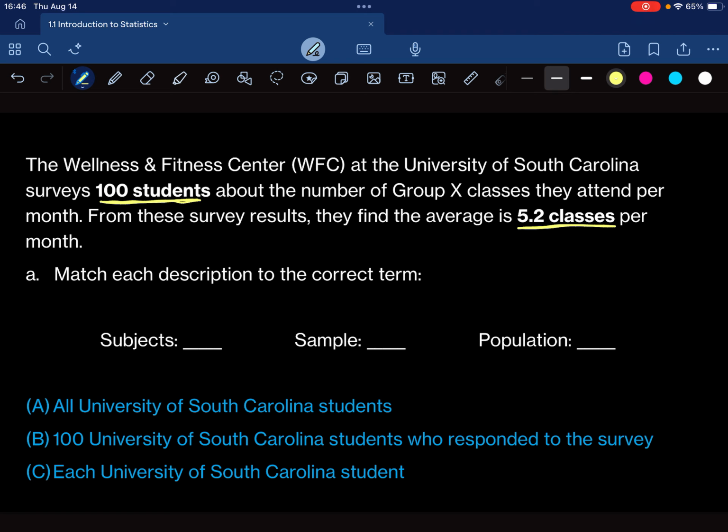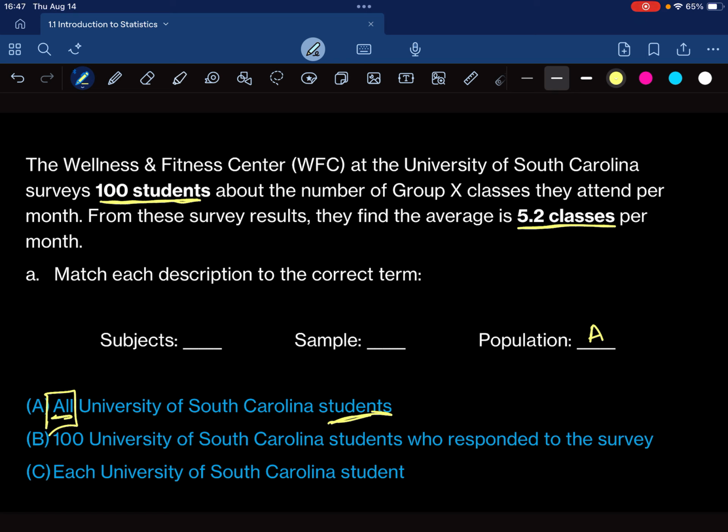So part A says that all. Now I want to point out, this is all University of South Carolina students. Based off of that keyword, I'm going to say that A is a population, because again, when I look at every single individual that I could, in this case the students, that's going to be our population. I may not collect data on all of them, but it's every possible one that I could look at.